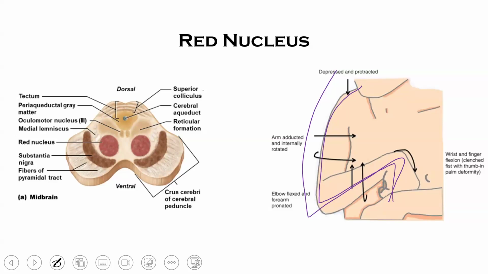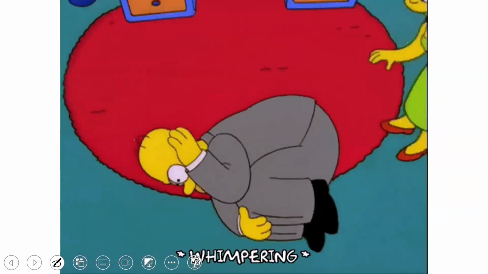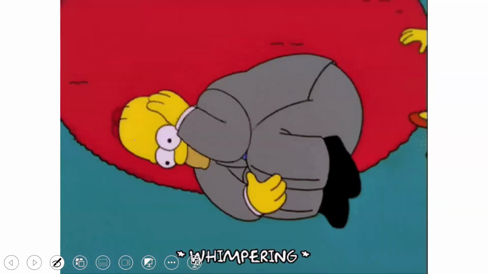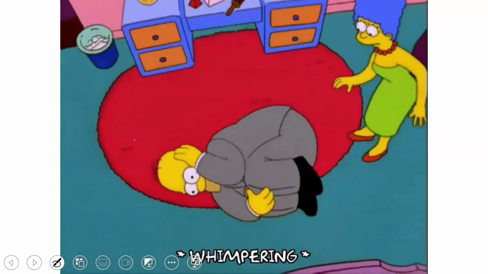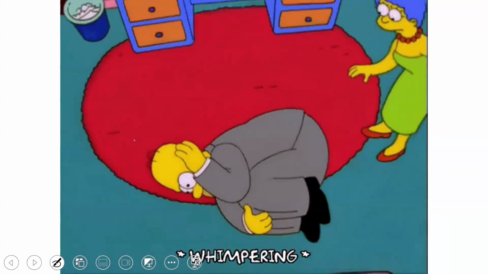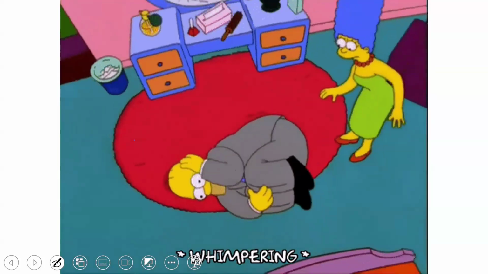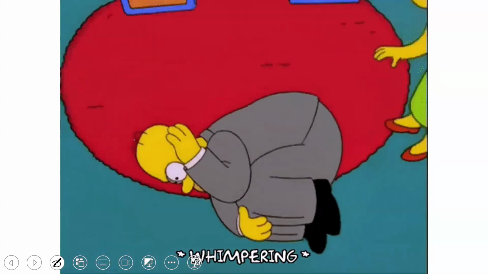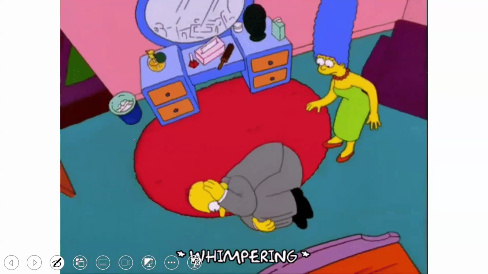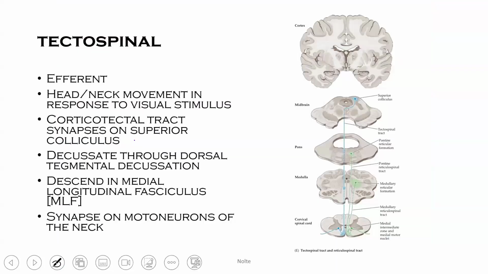Okay, so this is the red nucleus right here in the midbrain. And maybe we're feeling like Homer Simpson here, right? And his flexion posturing of the red nucleus and the rubrospinal tract. And check it out, he's on a red circular carpet, a red nucleus. I don't think that's coincidence. The Simpsons were pretty cool that way, hiding little Easter eggs like that.